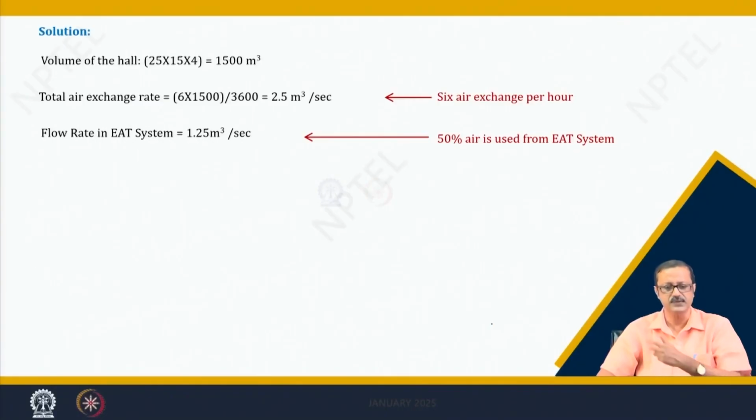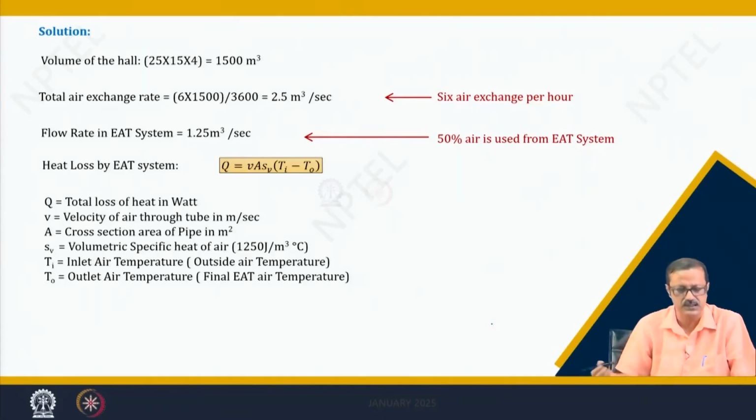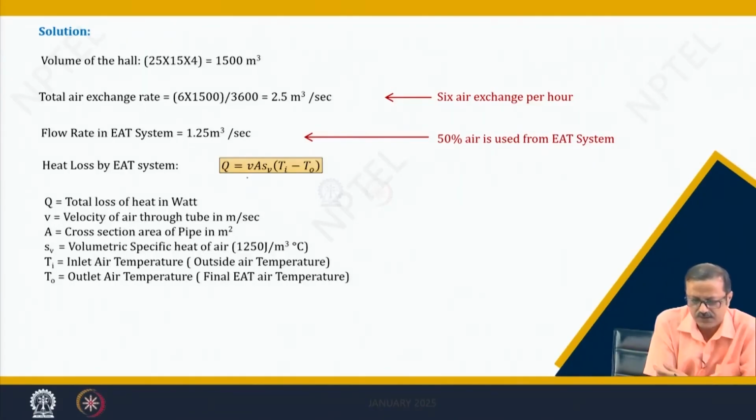So this is the flow. Now we know how to find the air exchange, and the flow rate is also 1.25 meter cube, which is through the EAT because half of the air is from the EAT. By virtue of this heat loss equation, the first term is V into A, which is your velocity in meter per second, into the area of the pipe in meter square. So finally it gives you meter cube per second, which is your flow rate.